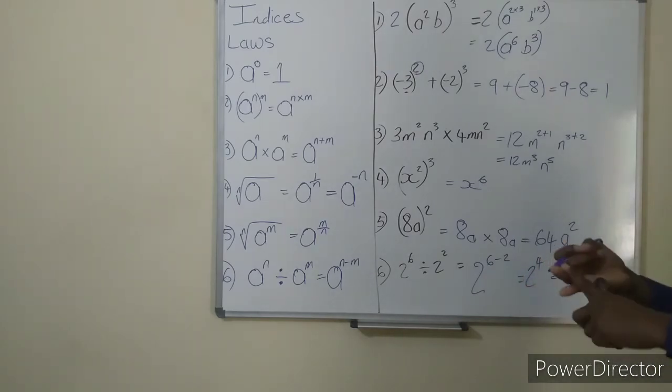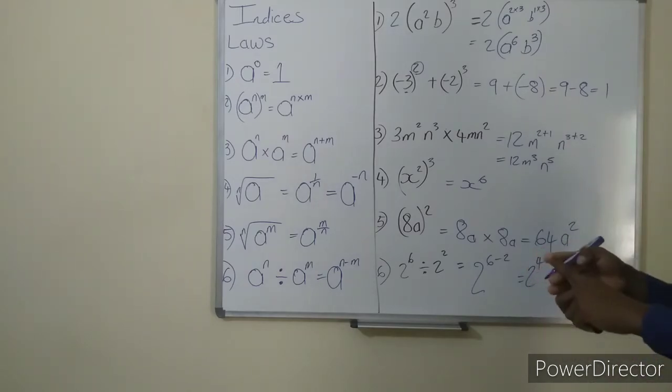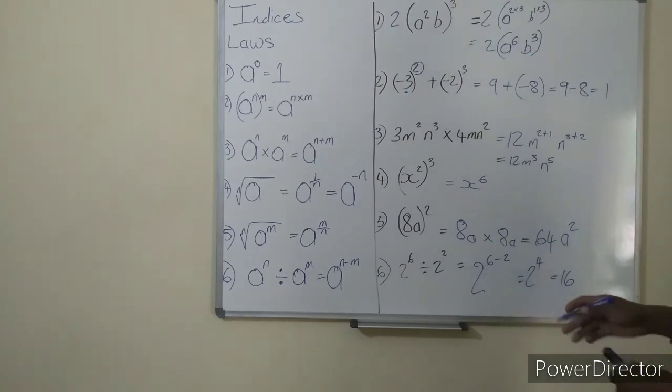But if they want the final answer, you just simply work out what is 2 by itself 4 times. So you would say 2 times 2 gives you 4. 4 times 2 gives you 8. 8 times 2 gives you 16. And you'll be able to get the final answer if they want it just as a whole number and not in index form.